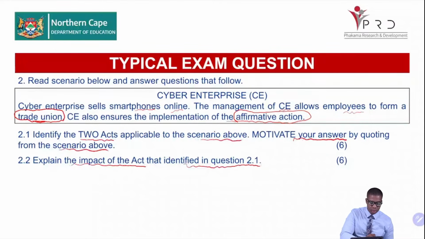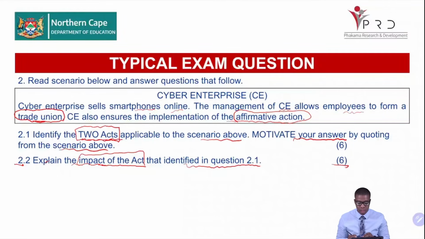But very, very important, the identification of these two acts helps you to score more marks with the impact. So if you fail to identify correctly from the scenario, then you put yourself at risk of losing the 6 marks in 2.2, because the impact should be based on the acts that you identified in question 2.1. Now, let us look into the solution, especially because we have encircled our keywords.